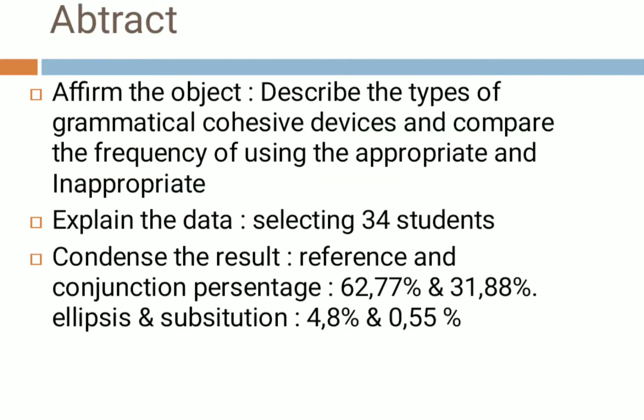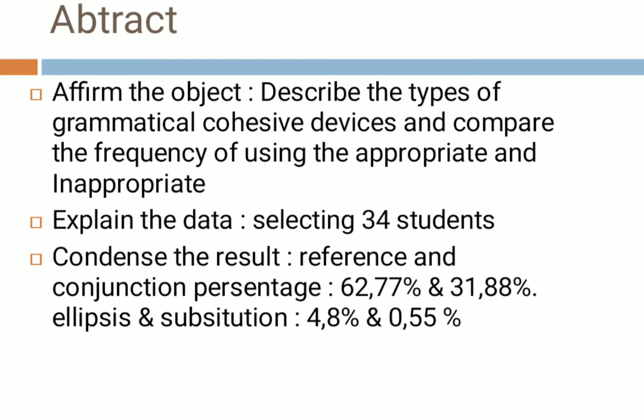Okay, we continue to the abstract. In the abstract, we should consider three things. The first one, the aim or the objective. This article was conducted to describe the types of grammatical cohesive devices and to compare the frequency of using the appropriate and inappropriate use of those devices used by the students in composing analytical exposition text.